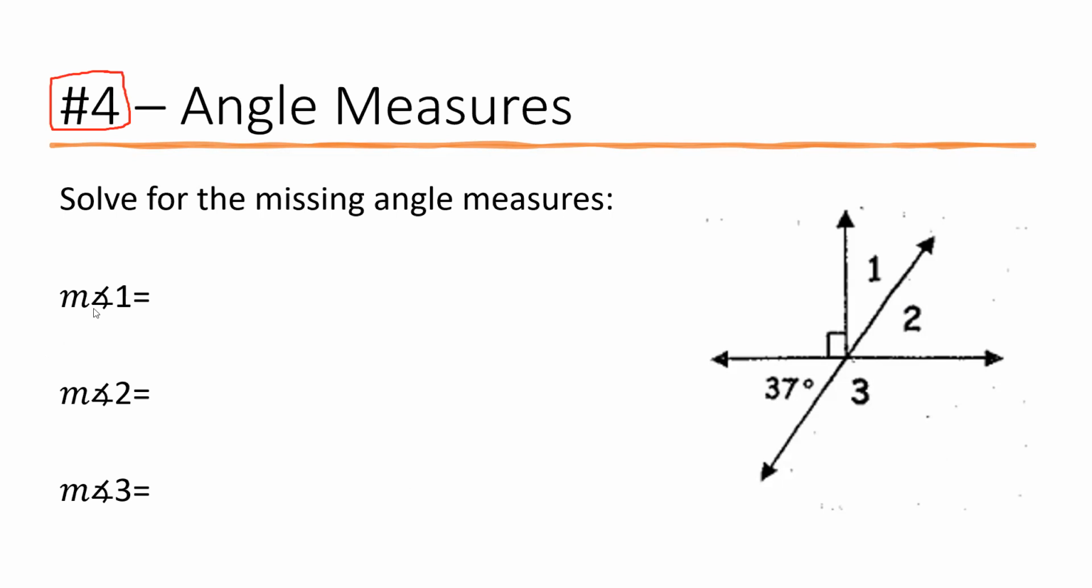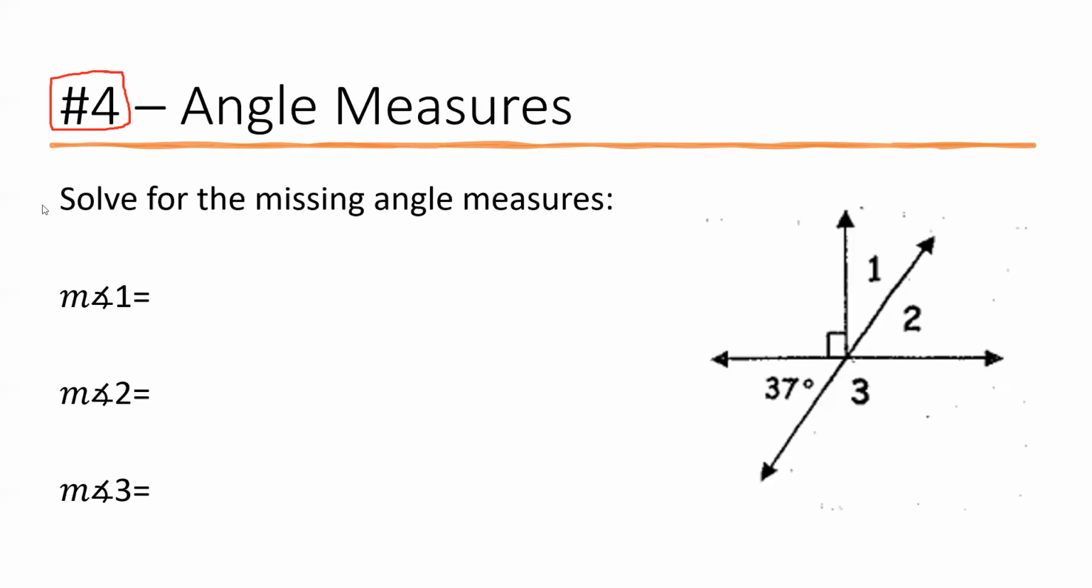All right, here we have a picture with lots of stuff going on. We want to find the measurement of 1, 2, and 3. I really look at this as a puzzle. So start with something that you notice. I see that I have 37 degrees marked here. So I want to take the information that I know and see if I can find a relationship between any of the missing angles to get my answer.